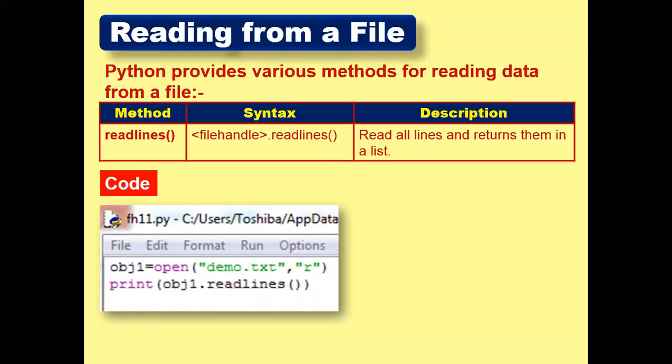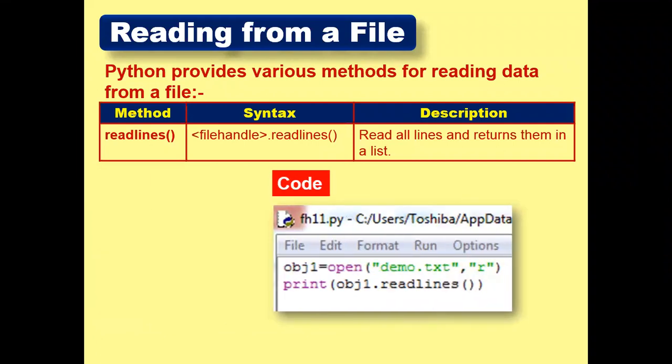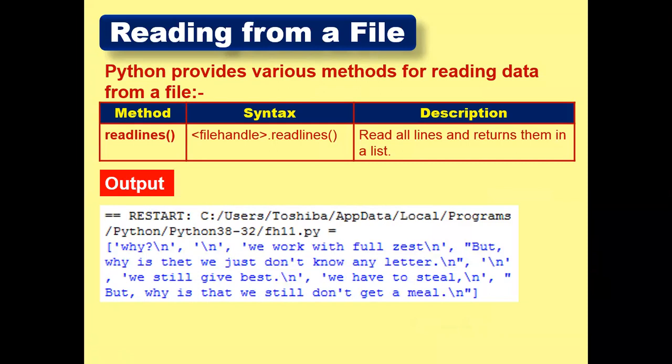So this is the code, what we have done practically here, and this is the output. It says that yes, these square brackets represent a list of strings. My dear respected students, now we are done with the readline and readlines functions.